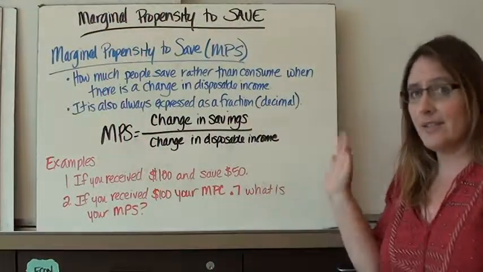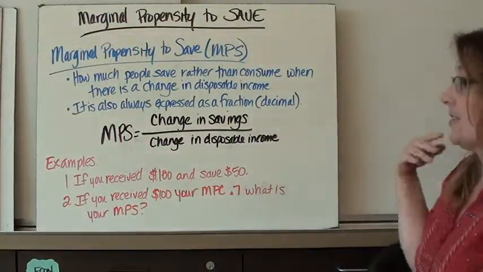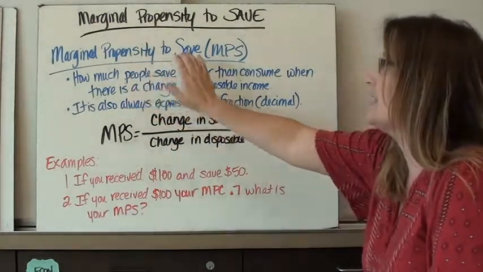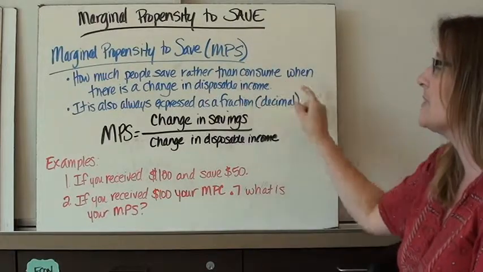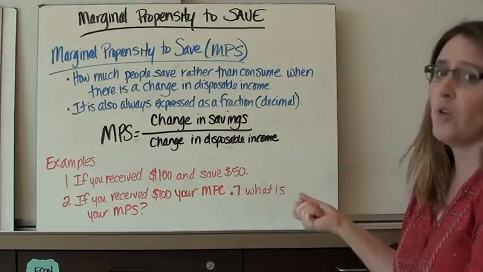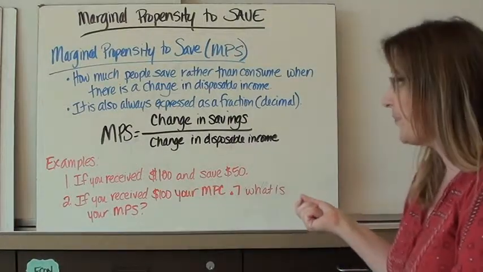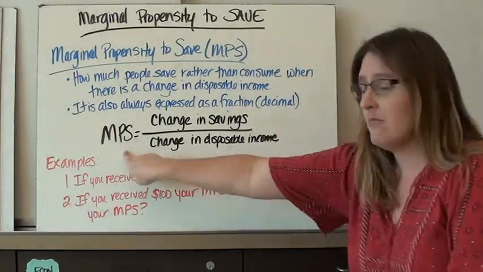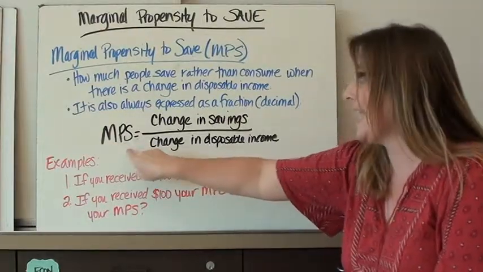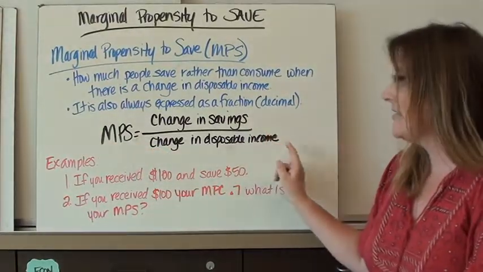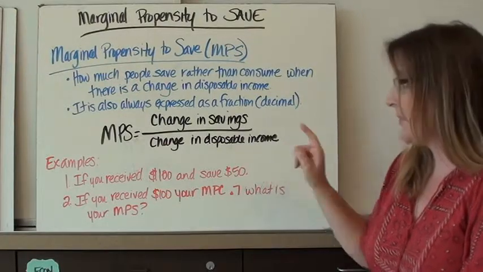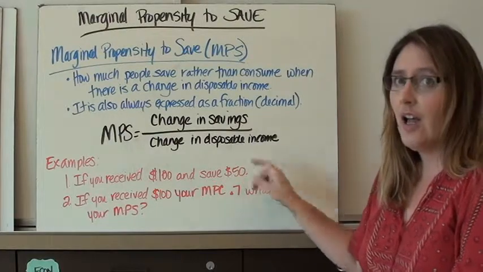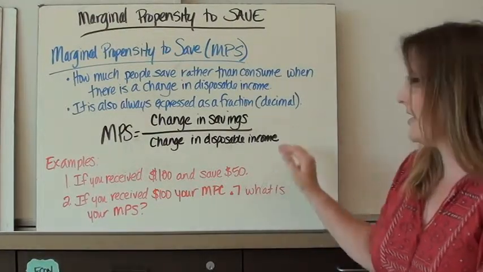This is marginal propensity to save. It's just like the other one, but instead of spending, it's about saving. Marginal propensity to save, MPS, is how much people save rather than consume when there is a change in disposable income. So it is also expressed as a fraction or a decimal. The formula is very similar: MPS is the change in savings divided by the change in disposable income. So if you receive $100 and you save 50, then your marginal propensity to save is 50 over 100, which is 0.5.